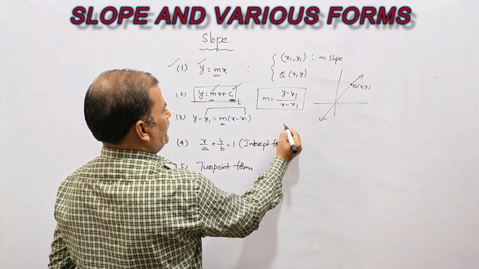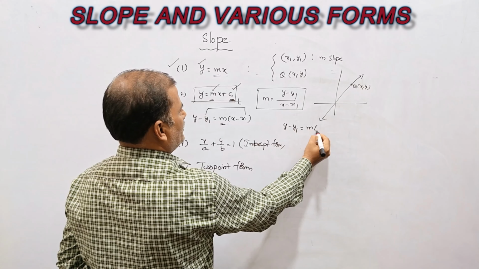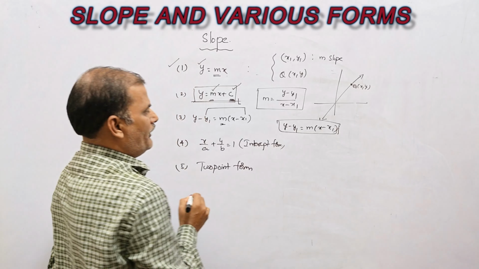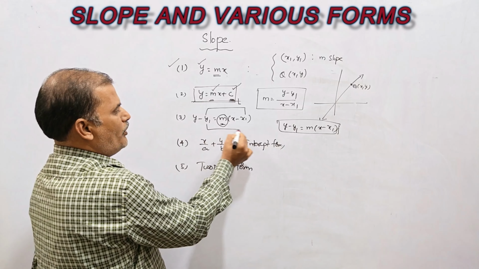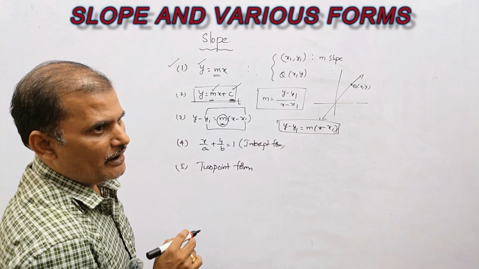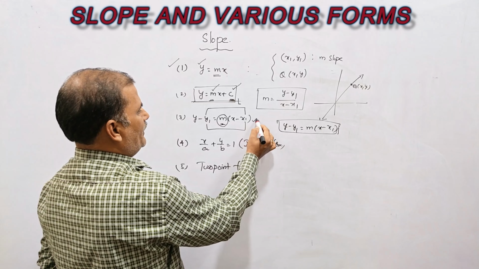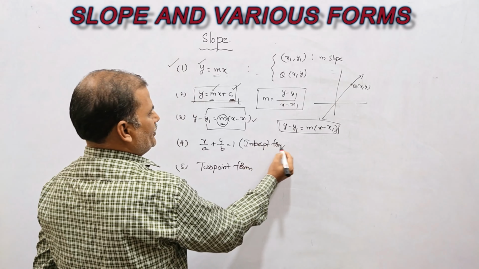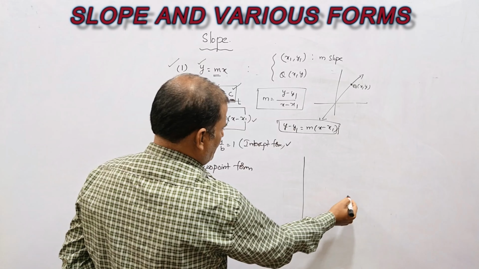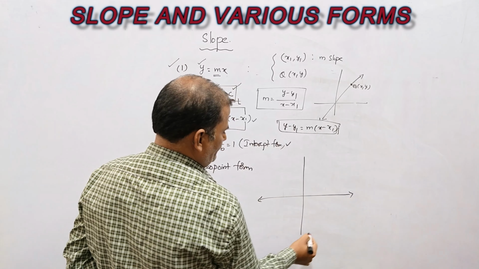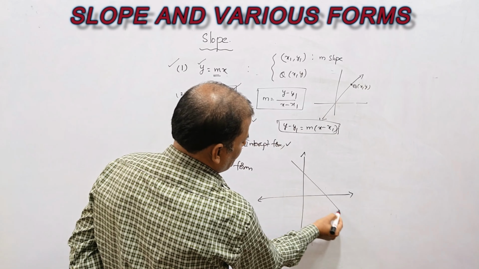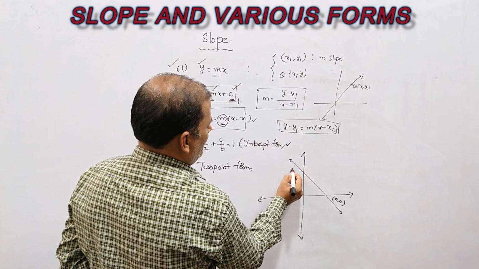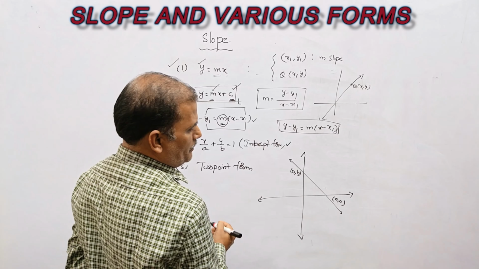By cross multiplication, y minus y1 is equal to m into x minus x1. This formula is used when slope is given and point is given. Slope is given and point is given, y minus y1 is equal to m into x minus x1. And the fourth one is the intercept form. It is also very, very important. Intercept form: a line which intersects the x-axis and y-axis, we take it as a comma 0, and it is called 0 comma b.